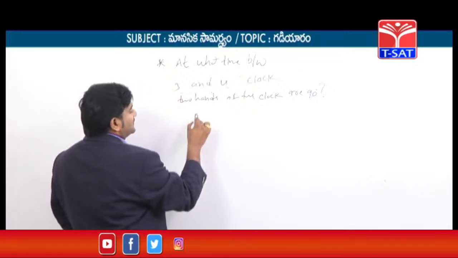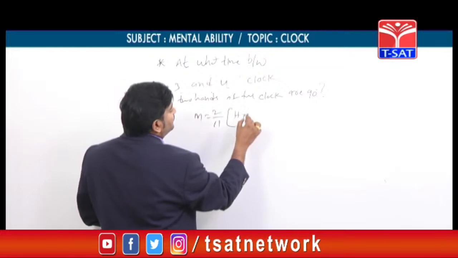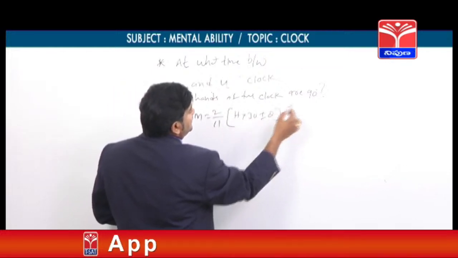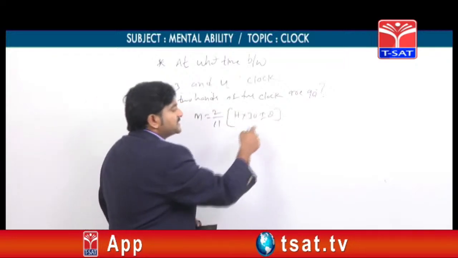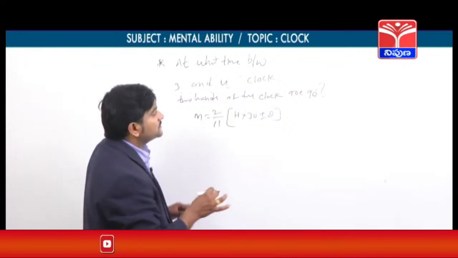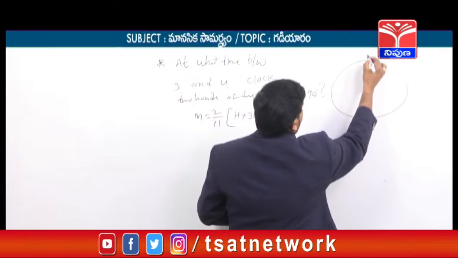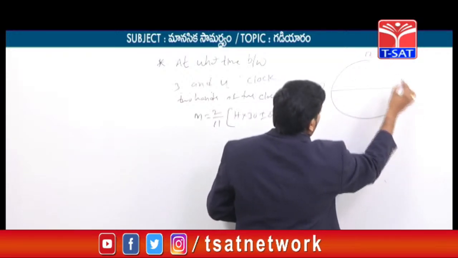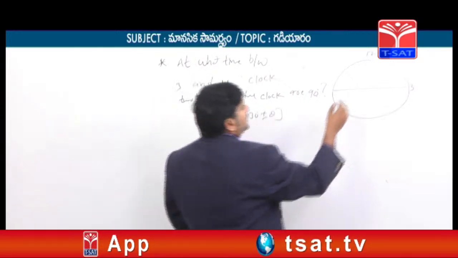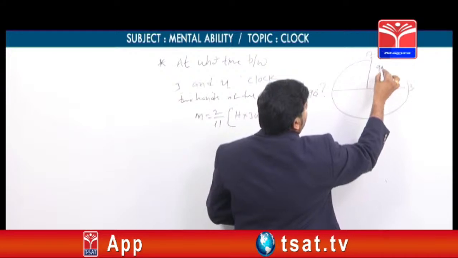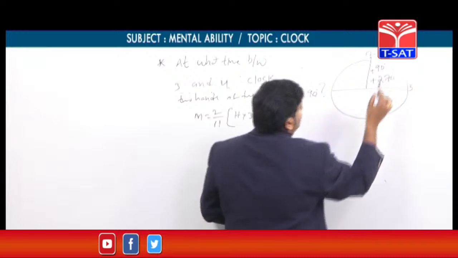Again we have a condition. So what is the condition? The formula is again the same: M is equal to 2 by 11 into h into 30 plus or minus theta. Clearly theta is 90, but again we need to take plus 90 or minus 90, so for this also we have one small note. Just focus on this note. If the given time is in between 12 o'clock and 3 o'clock, then we need to take theta is equal to plus 90 and theta is equal to plus 270.